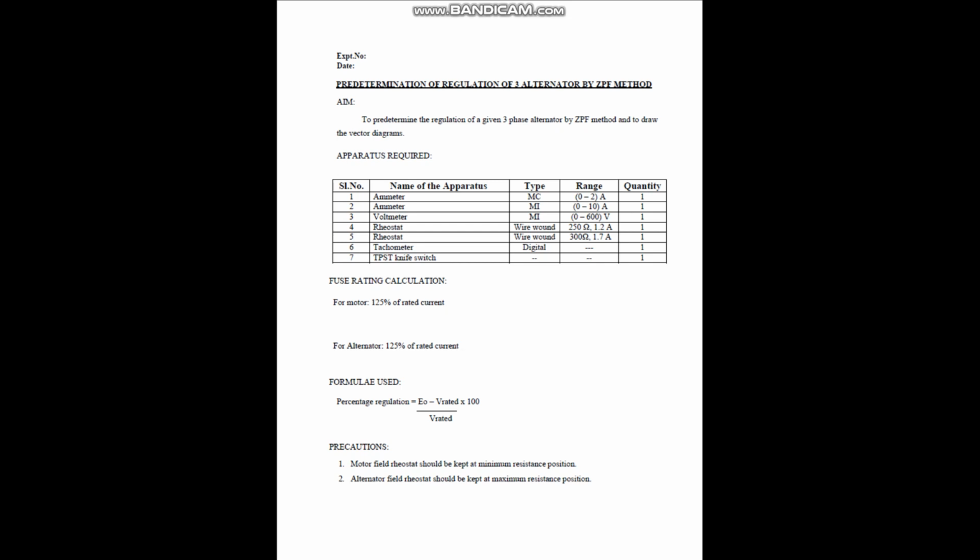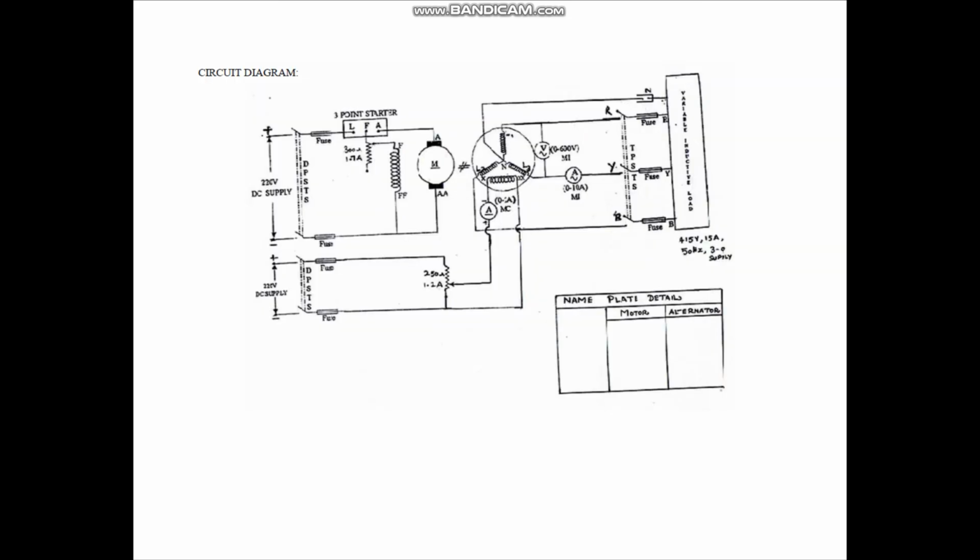The apparatus required is an ammeter 0 to 2 amps, then 0 to 10 amps, a voltmeter 0 to 600 volts, and rheostats of 250 ohms, 1.2 amps and 300 ohms, 1.7 amps. For doing this experiment, we are going to see some precautions. That is, the motor field rheostat should be kept at the minimum resistance position and the alternator field rheostat should be kept at the maximum resistance position.